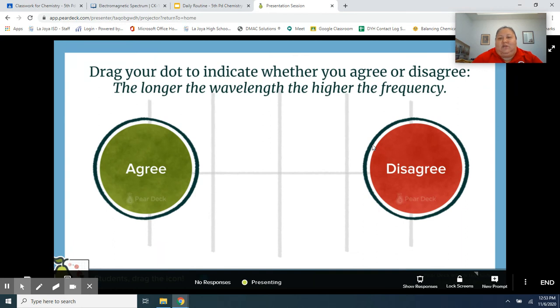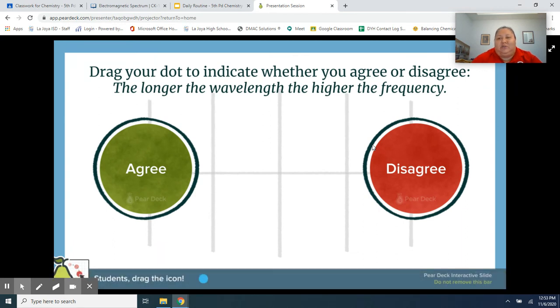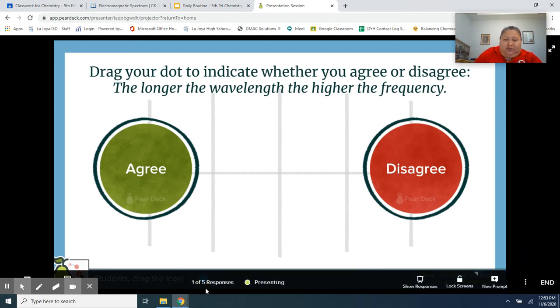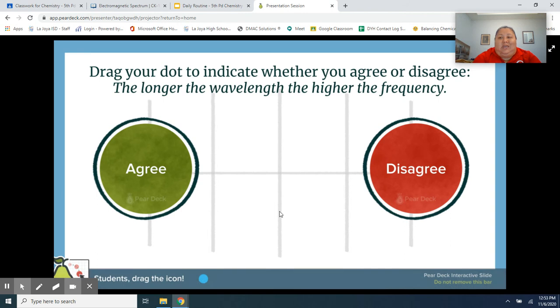All right, you got one question. Do you agree or disagree with this statement? The longer the wavelength, the higher the frequency. Is that true? Did I say that the long waves give high frequency? Do you agree with this statement or do you disagree? Okay, tell me what you think.